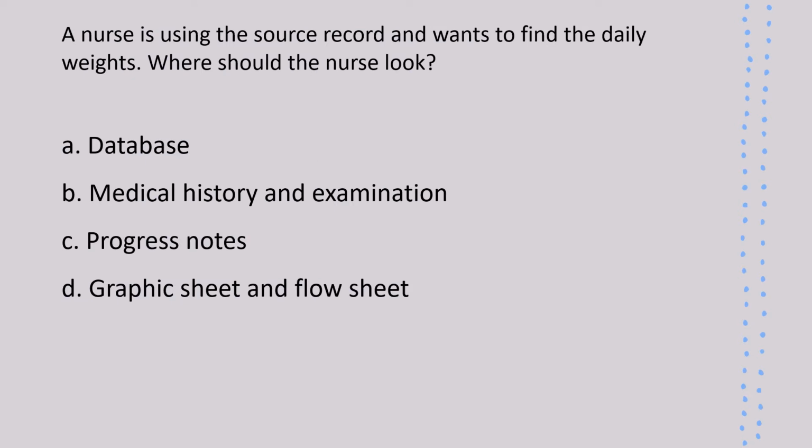A nurse is using the source record and wants to find the daily weights. Where should the nurse look? A. Database. B. Medical history and examination. C. Progress notes. D. Graphic sheet and flow sheet.